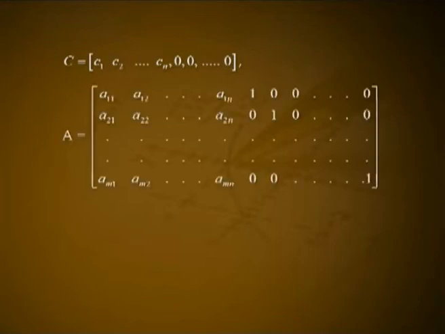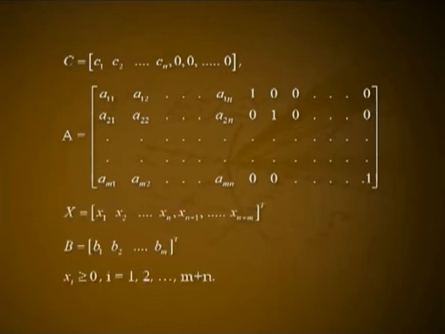x greater than or equal to 0, where c equal to the row c1, c2, etc. cn, 0, 0, etc. 0. A is the matrix with row a11, a12, etc. a1n, 1, 0, 0, etc. 0, a21, a22, etc. a2n, 0, 1, 0, etc. 0, etc. finally am1, am2, etc. amn, 0, 0, etc. 1.